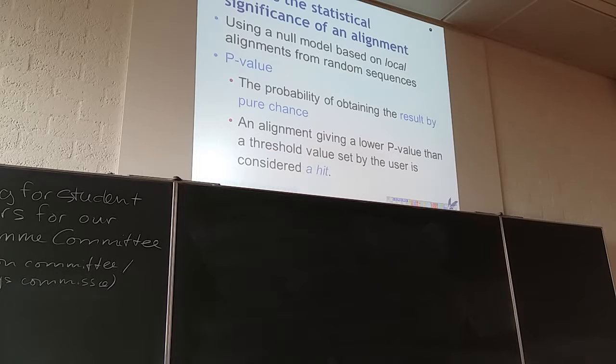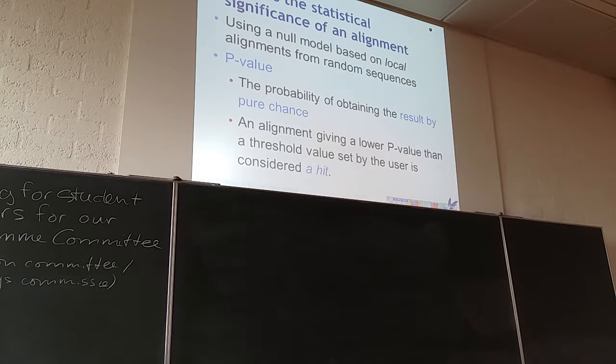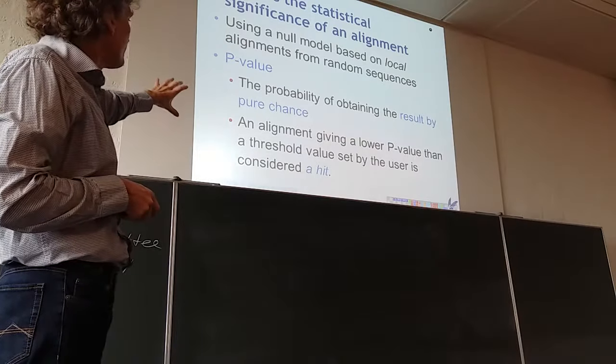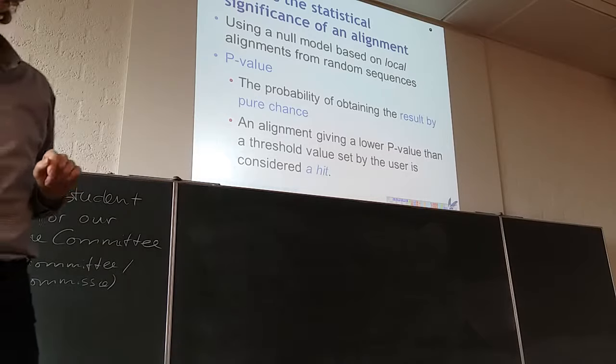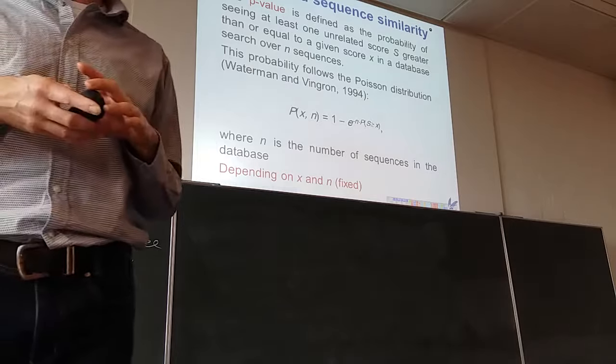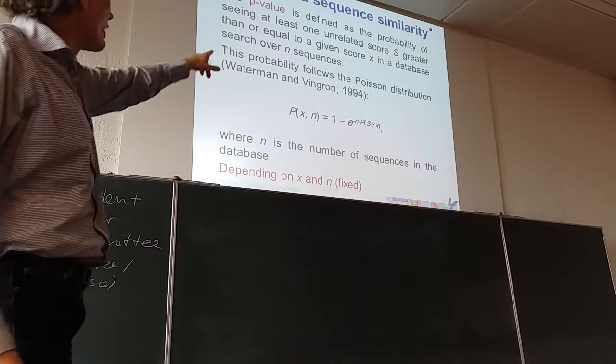So this was the idea for a z-score. If you have a z-score, you can calculate a p-value, right? P-value meaning the probability of obtaining a result by chance, and obviously a lower p-value is a hit, less likely to be derived from chance. Now, what we're actually interested in here is the probability when looking in a database of a given size and sequences.